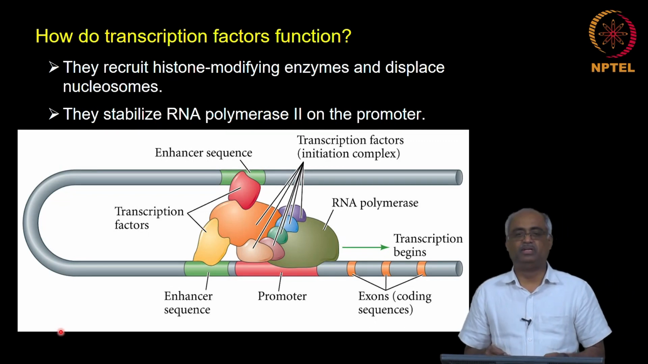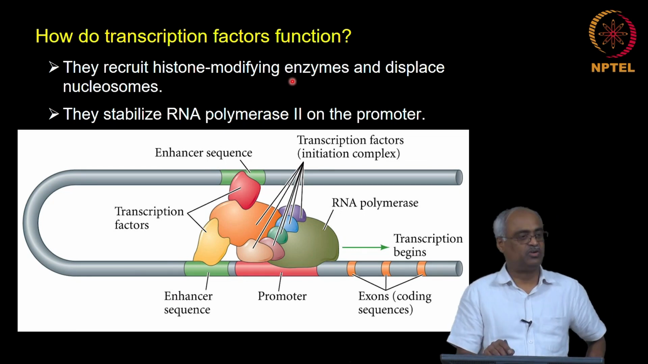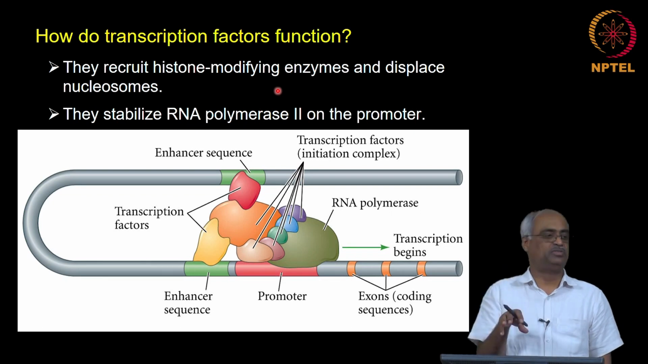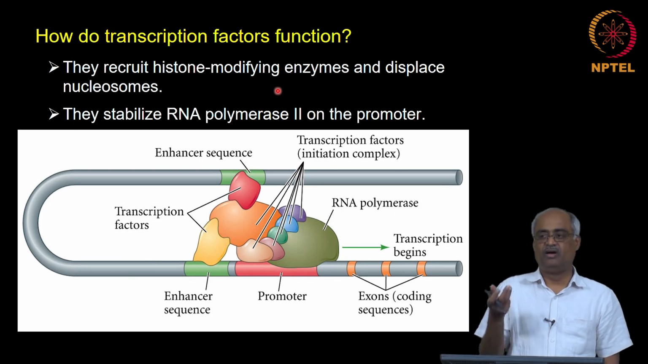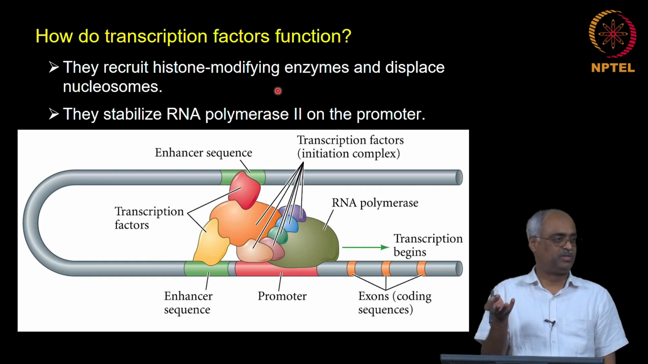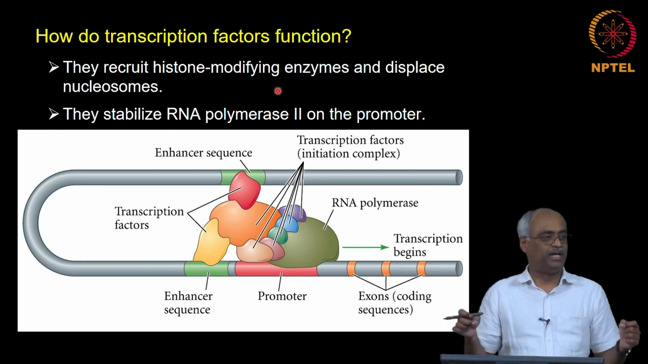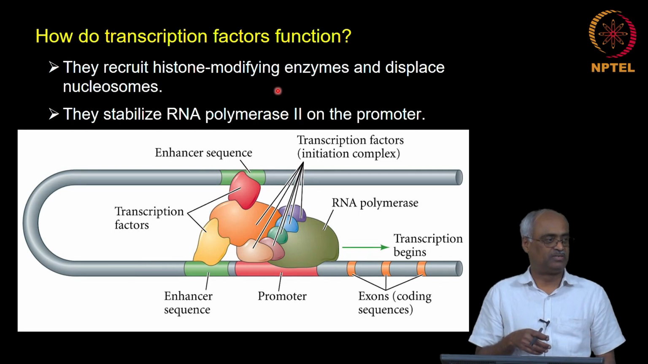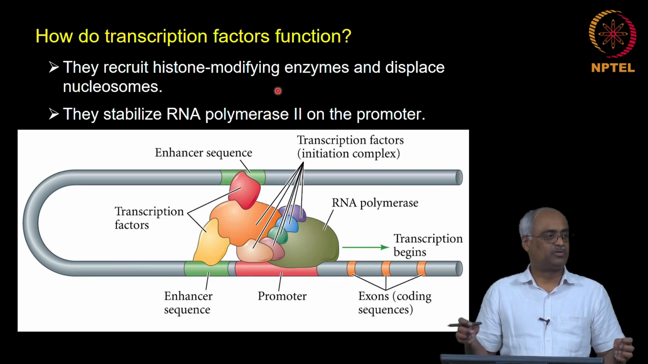So, how do they function? How do they activate or inactivate or control transcription? Oftentimes it is by one of these two mechanisms or both. One, they recruit histone modifying enzymes. For example, when a transcription factor binds to a particular sequence, it may recruit a histone acetylase, or an enzyme that removes methyl groups from histones. By doing that, they displace the nucleosome structure and the DNA gets opened up and more accessible for RNA Pol2 and other transcription factors. So, essentially by altering the modifications on histones, they open up the chromatin.